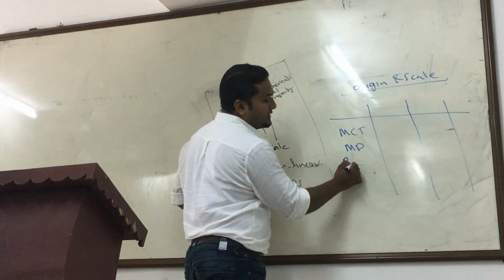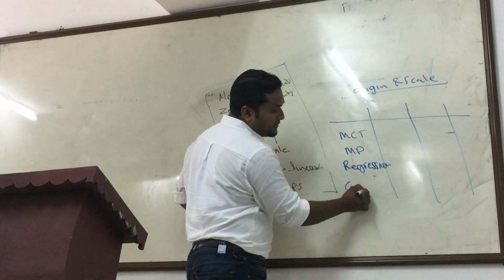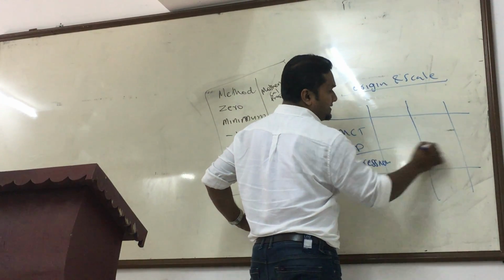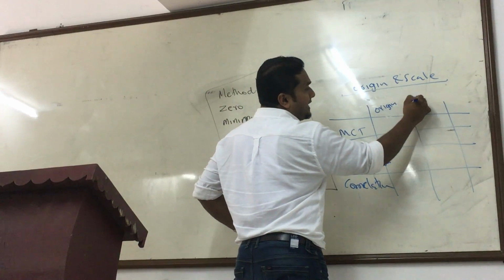Then comes the regression analysis. Then comes the correlation analysis. I am talking about Karl Pearson very particularly. Correlation analysis. Are you okay? Comfortable? So I am going to discuss origin and scale.